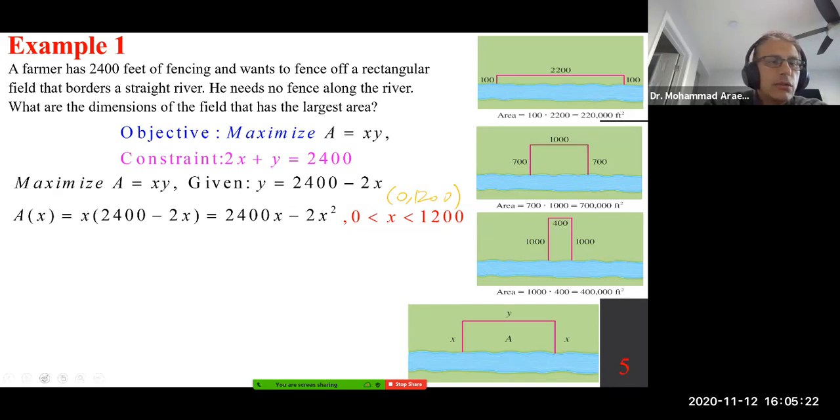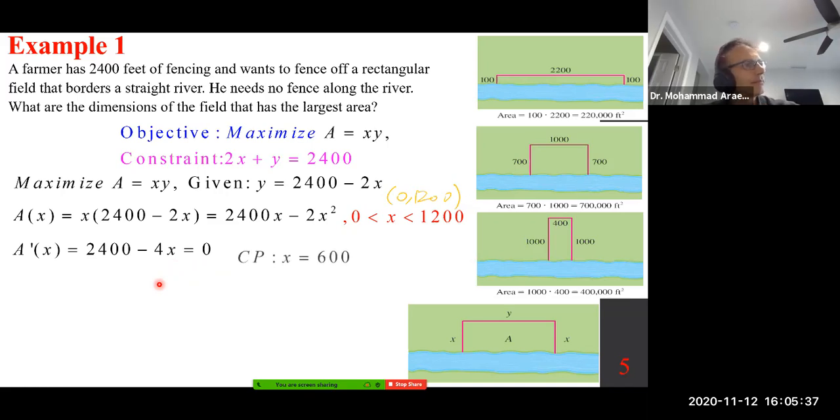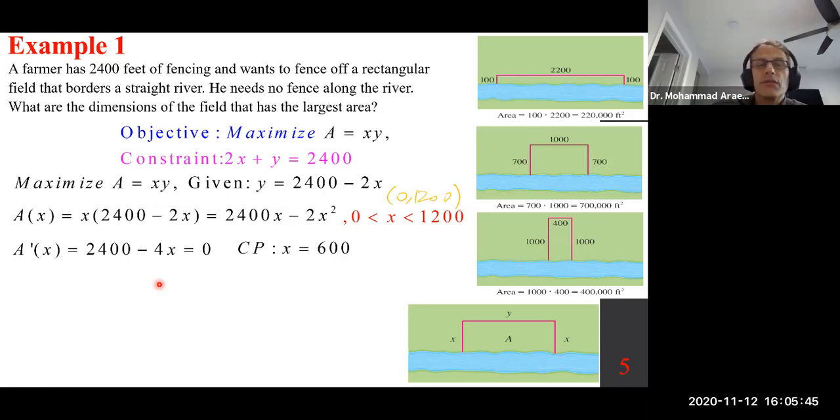And we look for the critical point by differentiation. If we differentiate this, we get A prime equals 2,400 minus 4x. We set it equal to 0 to find the critical point. x becomes 600. We have a choice, the first or the second derivative test. I'm going to show you both.